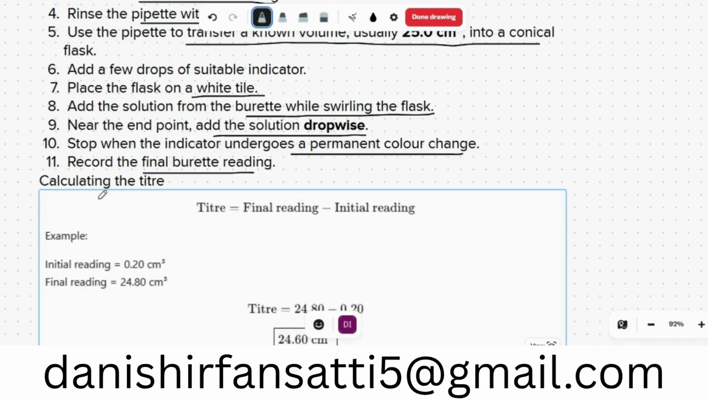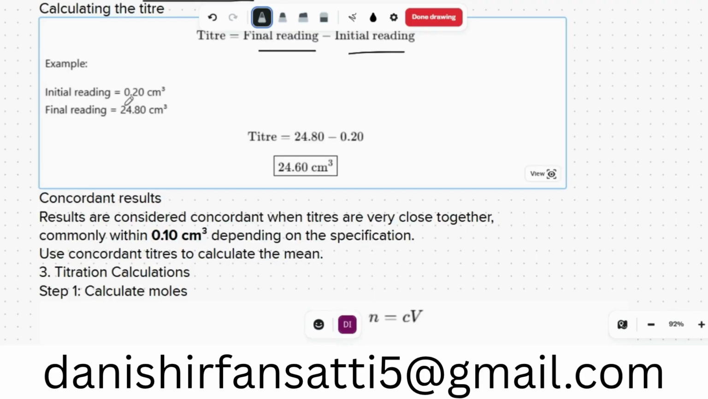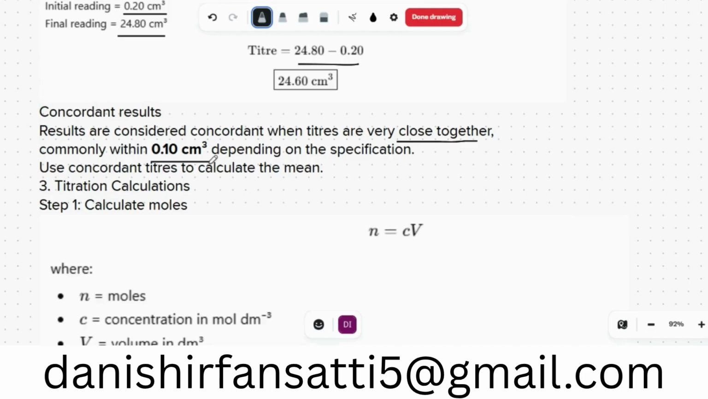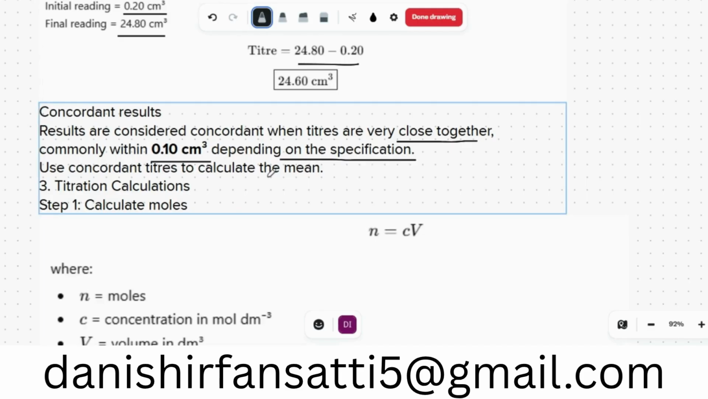Okay, so calculation of titre is simply final reading minus initial reading. For example, the initial reading is 0.2 cm³ and the final reading is 24.8, so we will simply subtract them. Okay, so that will be 24.6. Concordant results: results are considered concordant when the titres are very close together, commonly within 0.1 cm³ depending on the specification. Use concordant titres to calculate the mean.